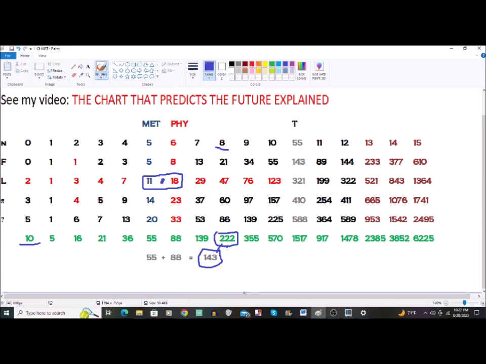So 143 plus 222 gives us 365. The important thing about 143 is it is the total of 55 and 88 added together. 88 and 55 are the totals for these two columns, the physical and the metaphysical column in this table. So you can see the relationship here between the numerology right here with the 18, 8, and this numerology here with the 8, 10. It's the same set of numbers. Super duper important.